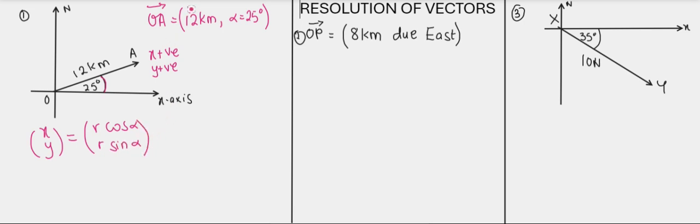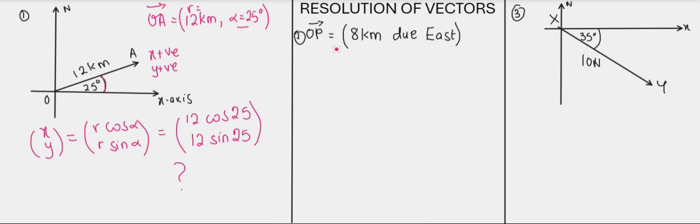So in this case, r is 12 kilometers, alpha is 25 degrees. So we are going to have 12 cos 25 and 12 sine 25. Why don't you enter this in your calculator? Let's see what you get. Let's go to the next one.